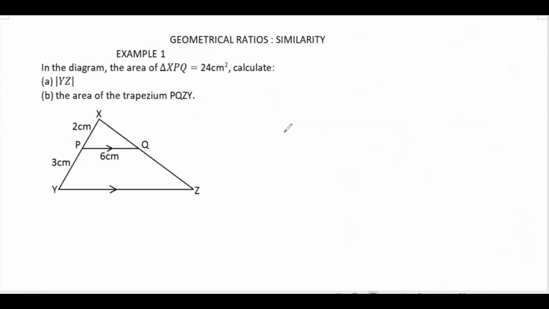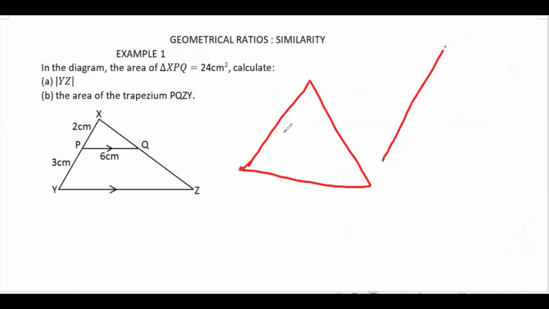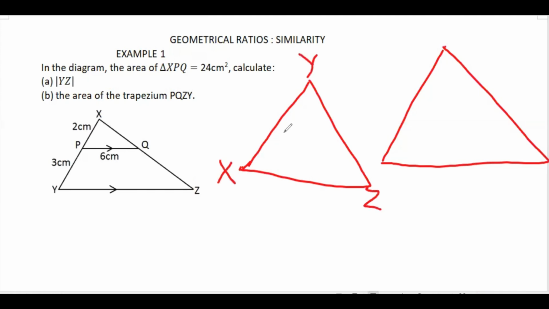How do we relate this to triangles? If you have two triangles, when we say two figures are similar in mathematics, it doesn't mean they are of equal size. No, for example, look at this. We have triangle XYZ and we have triangle ABC.